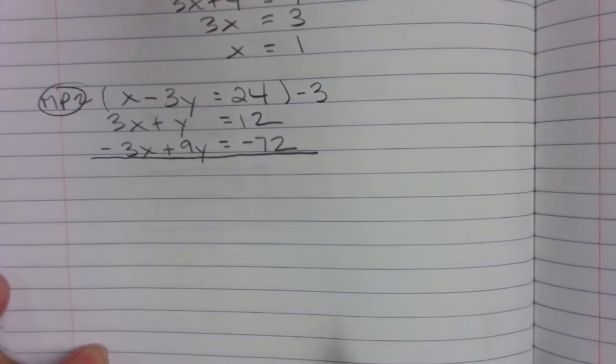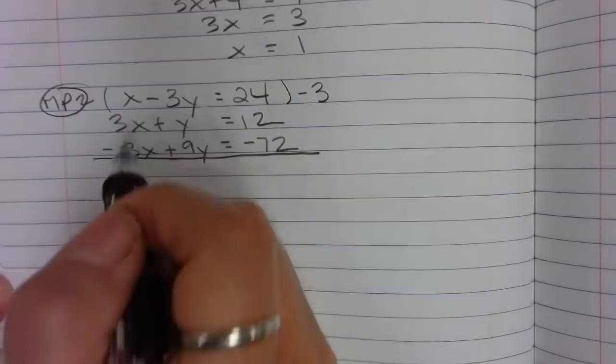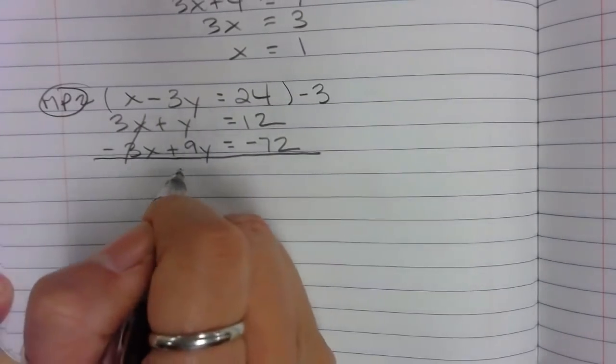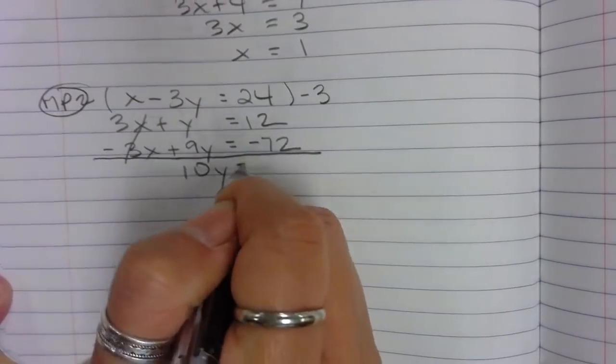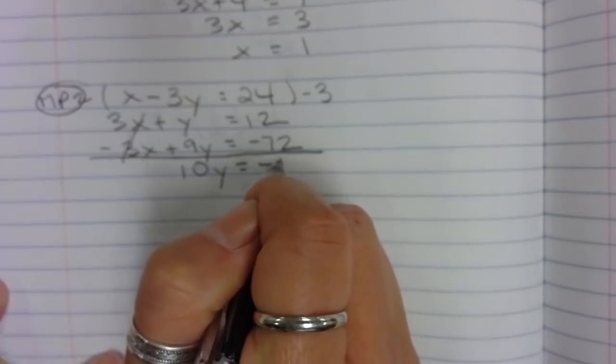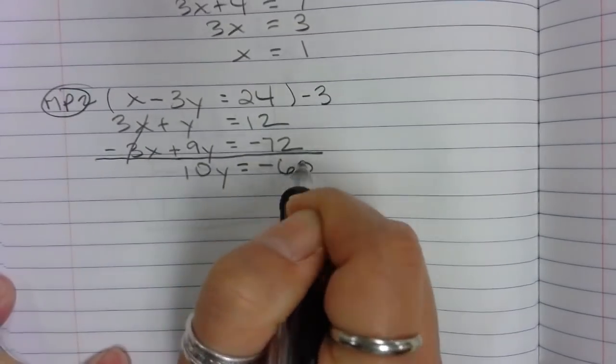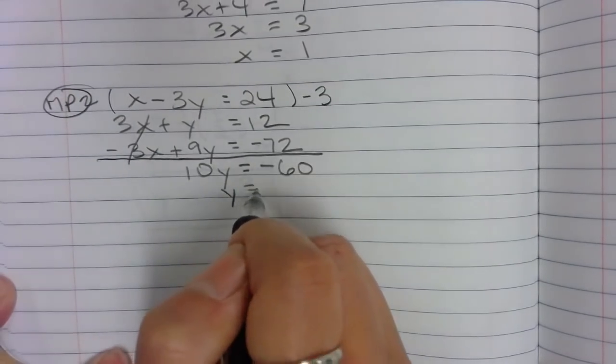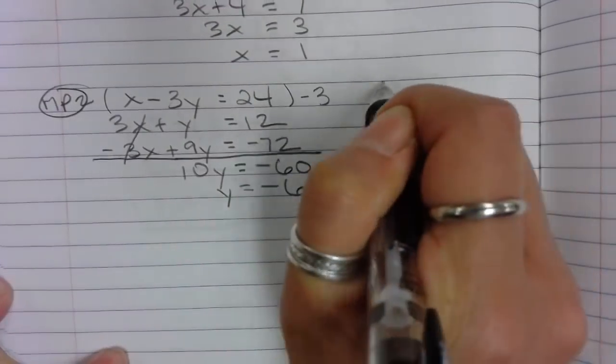Okay, which variables make 0? The x's. Good. This one becomes 10y equals negative 60. Good. y equals? Awesome.